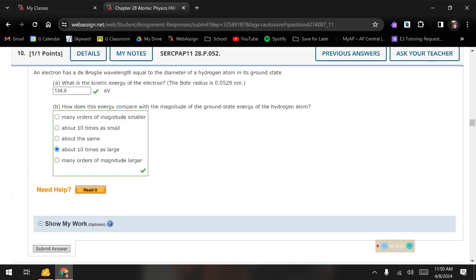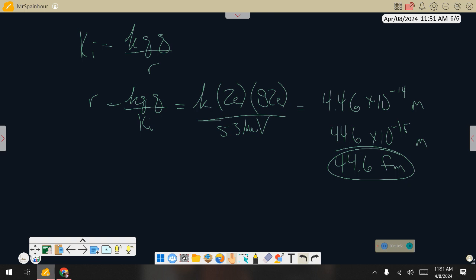An electron has a de Broglie wavelength equal to the diameter of a hydrogen atom in its ground state. What is the kinetic energy of that electron? All right, so the wavelength is equal to 2a0, where a0 is equal to that number it gave us, 0.0529 nanometers. Yep.